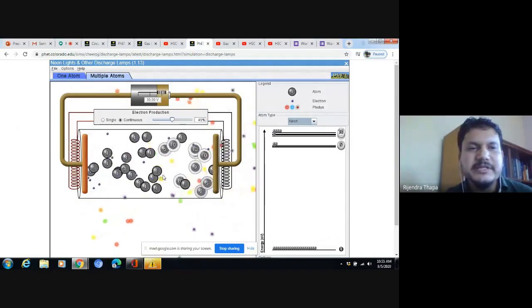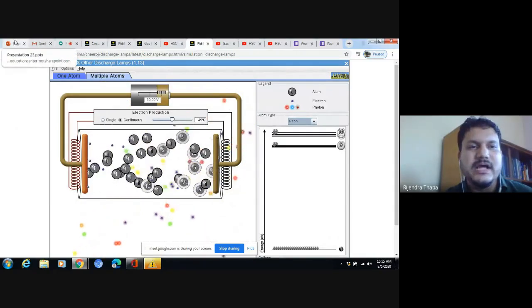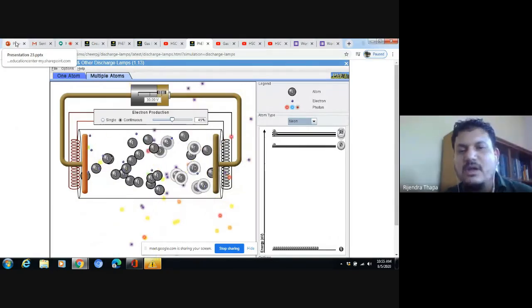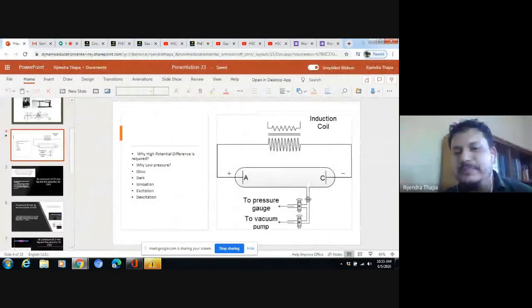Now, after all these simulations, let us start our class. Today we are going to see what happens when this vacuum pump evacuates the gas molecules from here and the pressure gauge reads 10 mm of Hg. The function of the pressure gauge is to read the pressure inside this discharge tube, and the function of the vacuum pump is to control this pressure by releasing gas molecules.